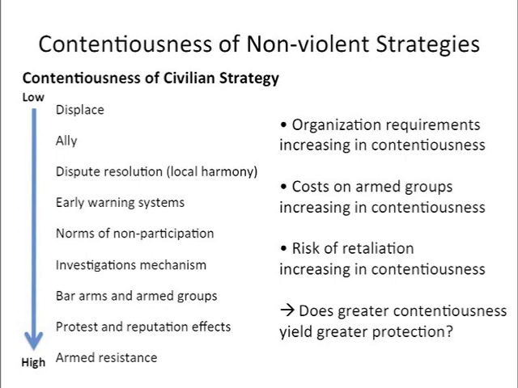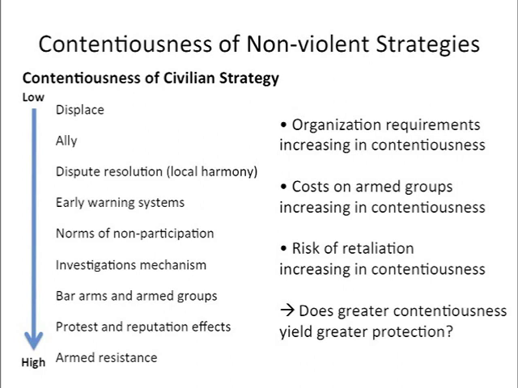And so theoretically we can consider whether organizational requirements are increasing as you increase in the contentiousness of strategies, whether the costs on armed groups increase with contentiousness, and whether the risk of retaliation increases in contentiousness. And so the question then is, for a particular type of conflict condition, does greater contentiousness of a strategy yield greater protection? So I'm not going to answer that. This is a very complex question, but it's something to think about.